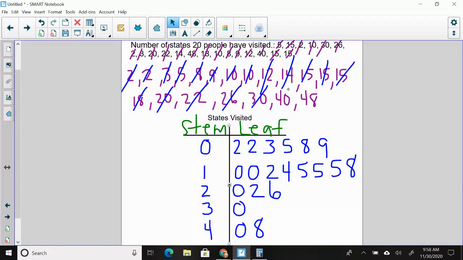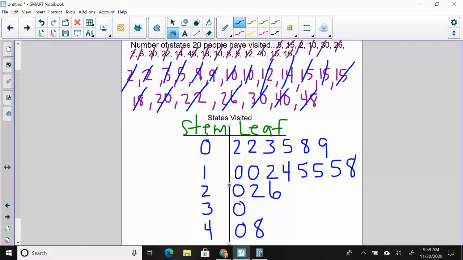So how many numbers did we have in our set? 20. How many leaves should we have? 20. So let's make sure we have all 20 leaves. 1, 2, 3, 4, 5, 6, 7, 8, 9, 10, 11, 12, 13, 14, 15, 16, 17, 18, 19, and 20. Okay. We need a key.